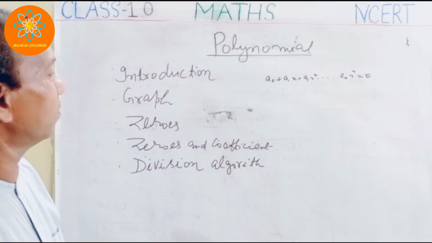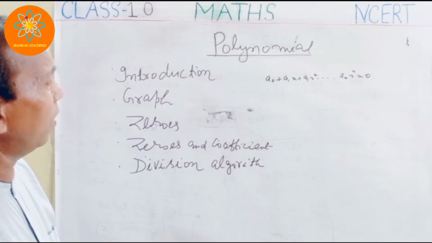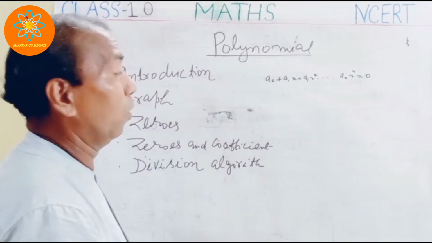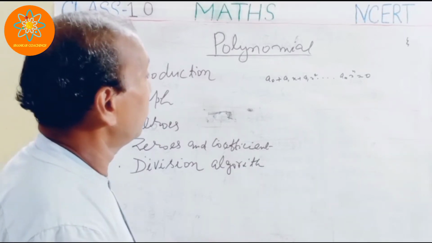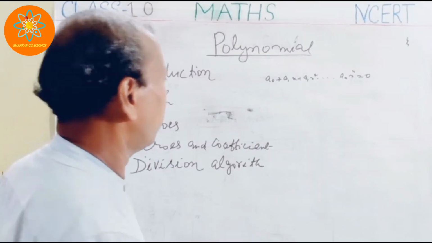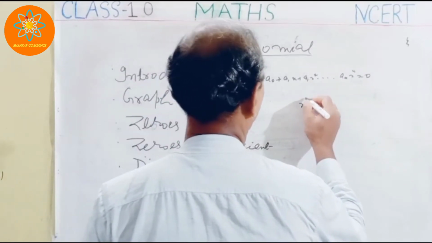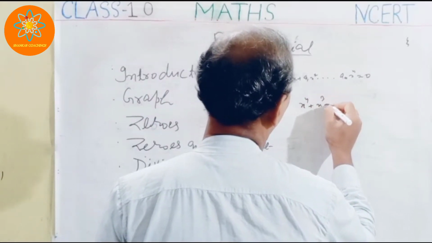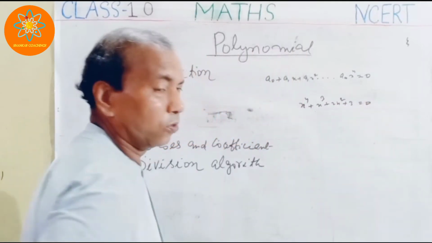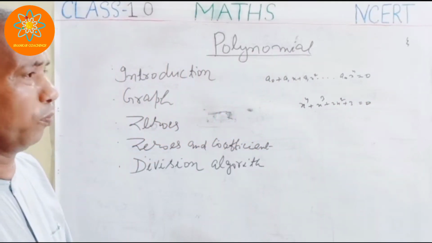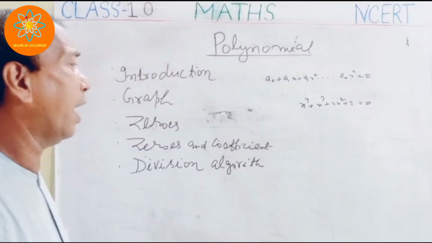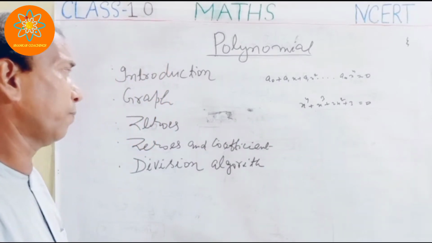Poly means many terms. Now one term is there that is called the degree of the polynomial. What is the meaning of the degree of the polynomial? Highest power. The highest power is called the degree of the polynomial. Suppose I have x4 plus x cube plus 2x square plus 3 is equal to 0. So what is the degree of this polynomial? Degree of this polynomial is 4 because it is the highest power. 4 is the highest power.